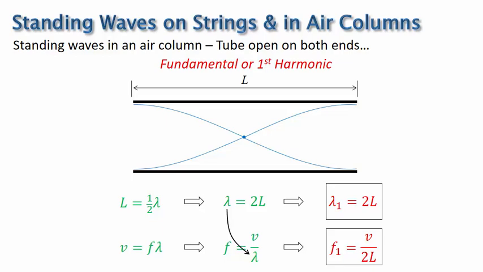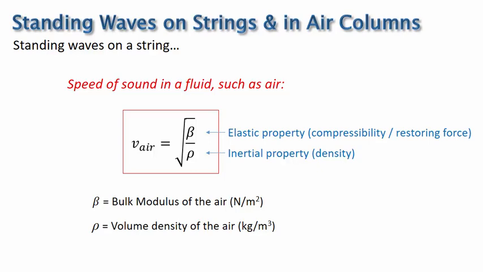The speed of sound in a fluid, such as air, can be calculated with this equation, where beta is the bulk modulus of the air and is the elastic property of the air, and the Greek letter rho is the volume density of the air and is the inertial property of the medium.